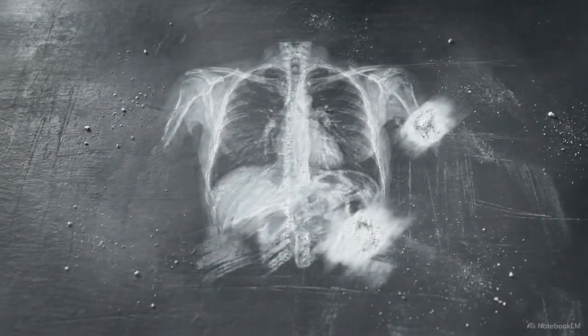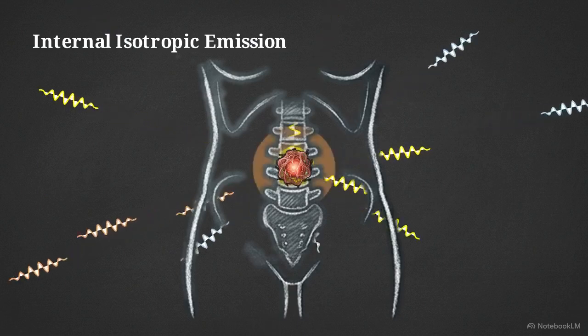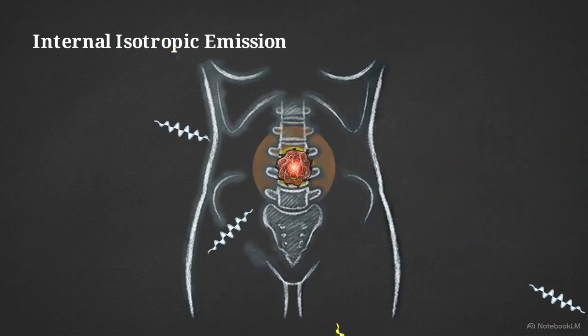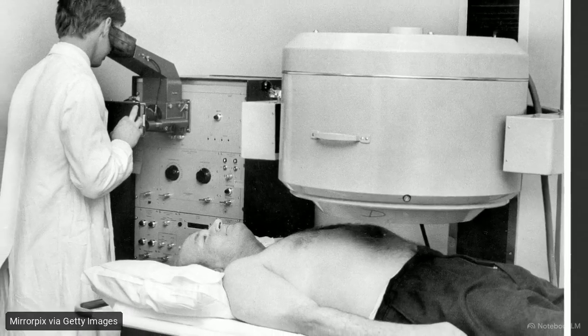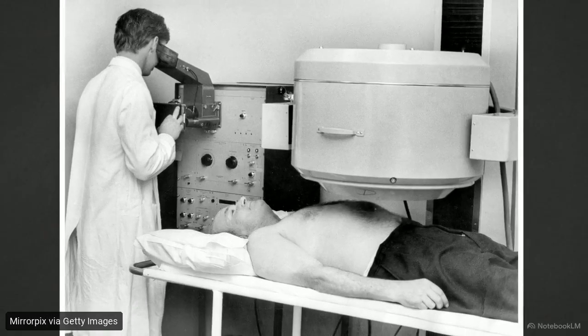Radionuclide imaging is inherently noisy. Instead of using a predictable external beam, we are trying to capture multi-directional gamma photons emitted from radioactive decay happening deep inside the patient's own tissue. Capturing that internal decay has been a strict physical challenge since the earliest days of the gamma camera.